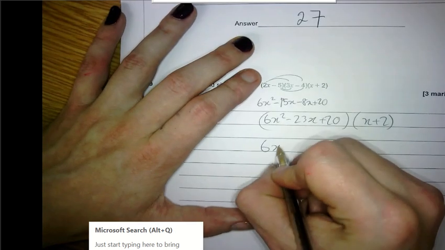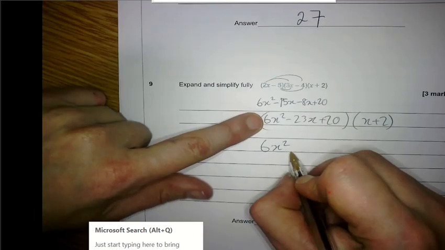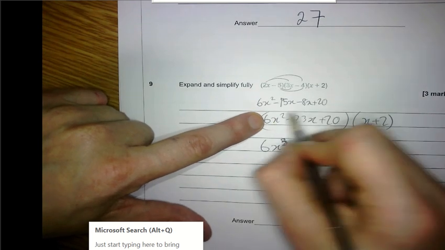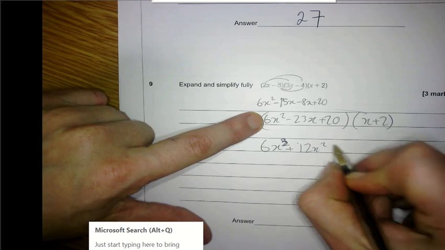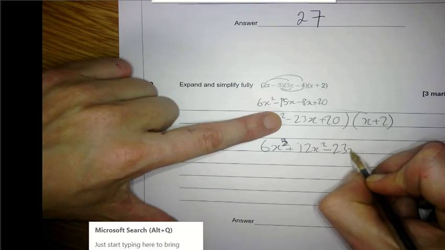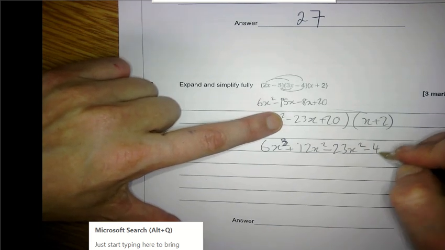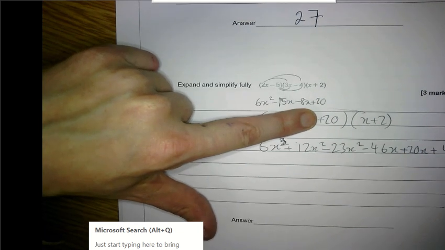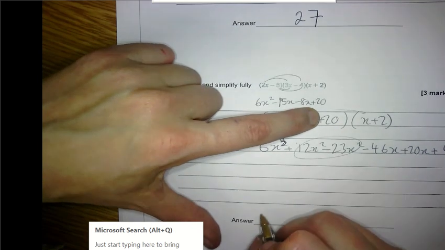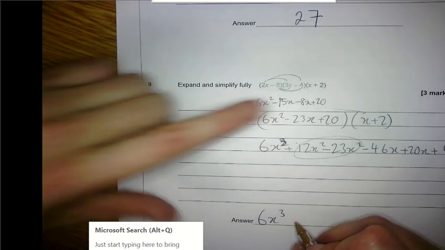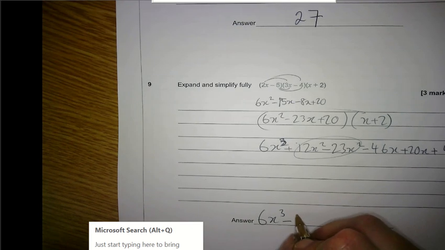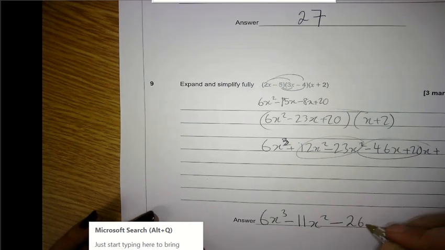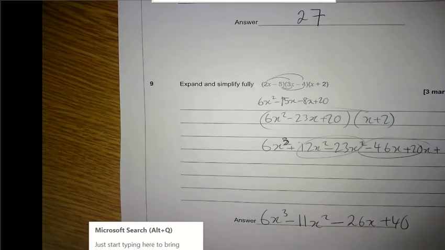So I'll get 6x cubed, 6x squared times x, plus 12x squared, minus 23x squared, minus 46x, plus 20x, plus 40. Collect like terms: 6x cubed, minus 11x squared, minus 26x plus 40.